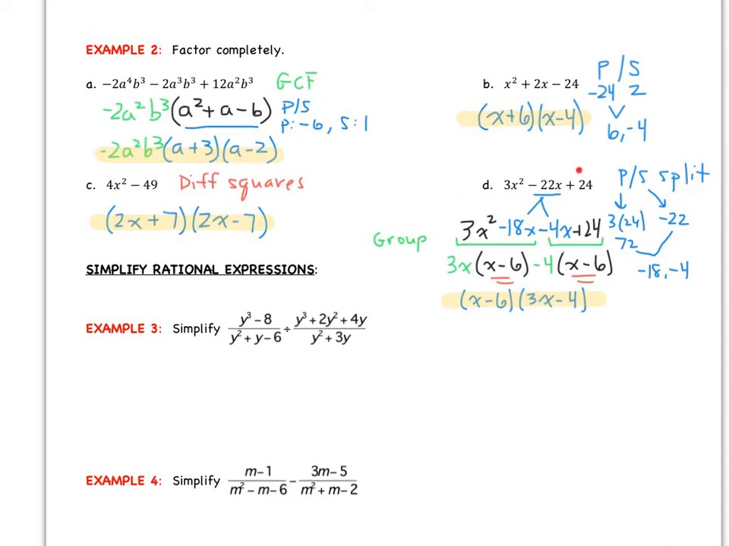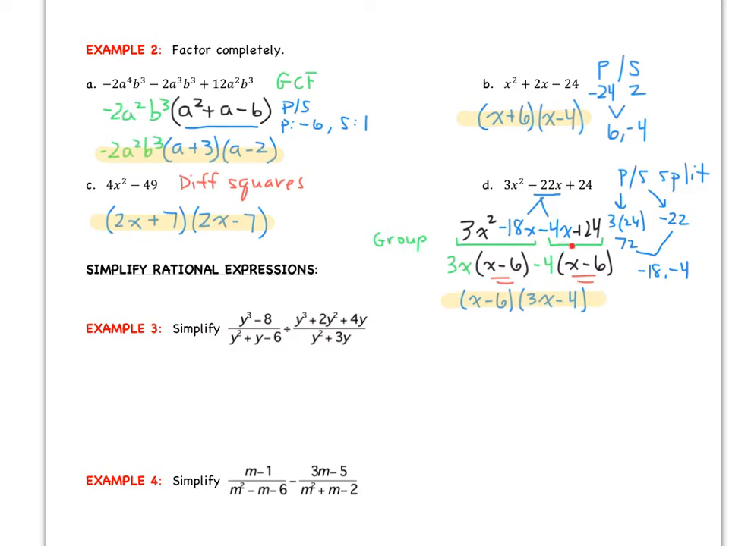Part D, 3 terms, so product sum, but our A value is something besides 1, so we do our split the middle. 2 numbers whose product is 3 times 24, but whose sum is negative 22. Those 2 numbers are negative 18 and negative 4. So now we split this middle term in terms of those 2 numbers. Okay, so we're kind of expanding it.